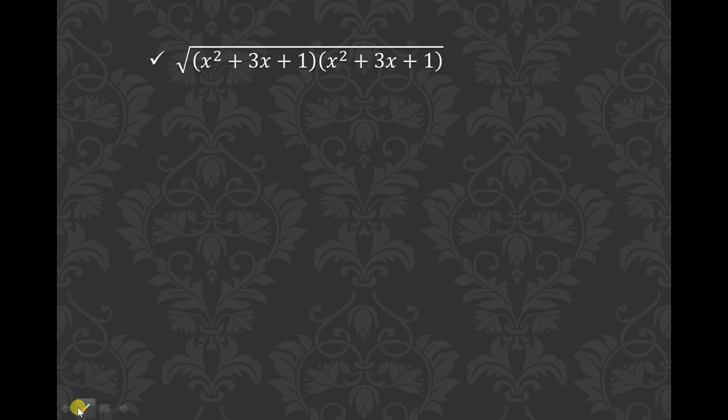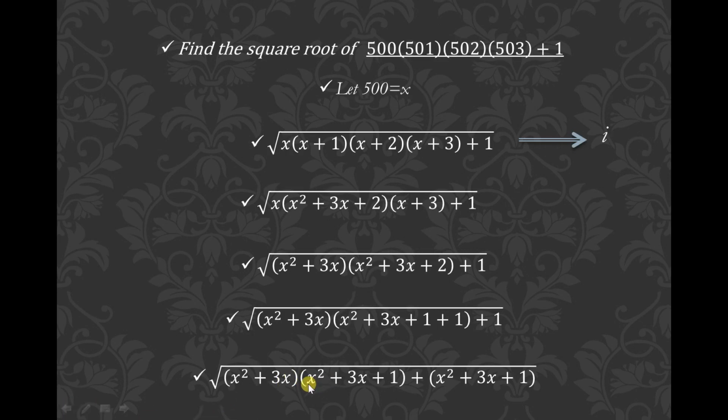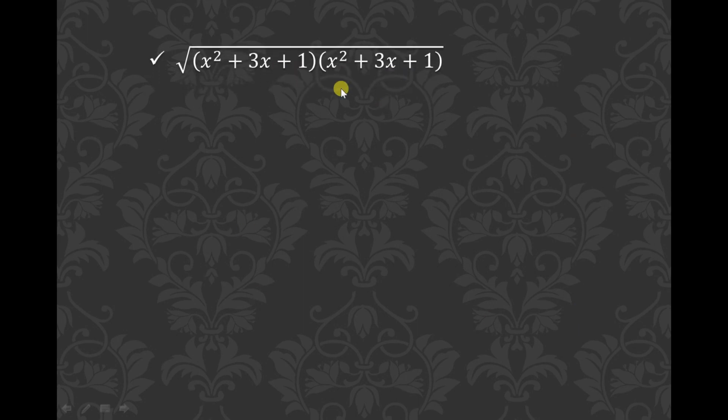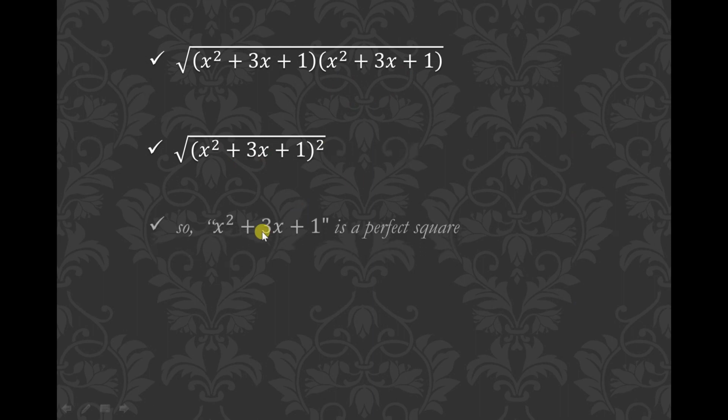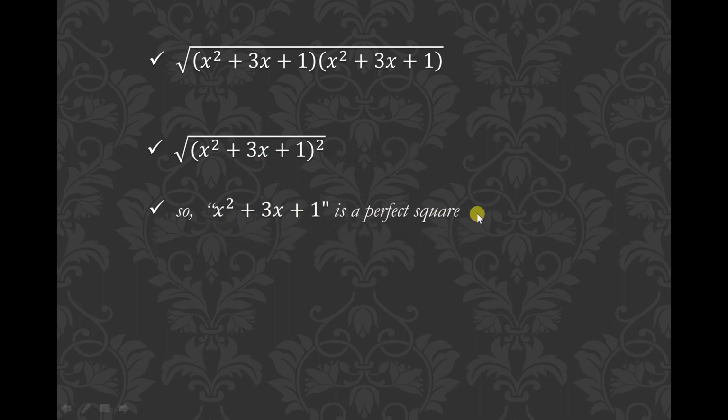Before I go to this slide, I would like to go further into the previous slide. Now here you can see, here we have x square plus 3x plus 1, and here also we have x square plus 3x plus 1. So if I take x square plus 3x plus 1 common, I will have here x square plus 3x, and here I will have 1. So I will have x square plus 3x plus 1 bracket x square plus 3x plus 1. So clearly we can write x square plus 3x plus 1 whole square. It means x square plus 3x plus 1 is a perfect square.